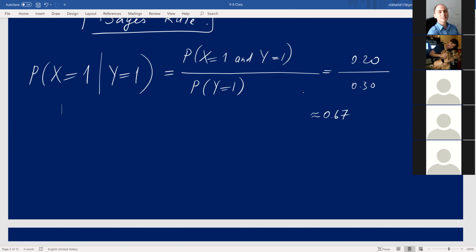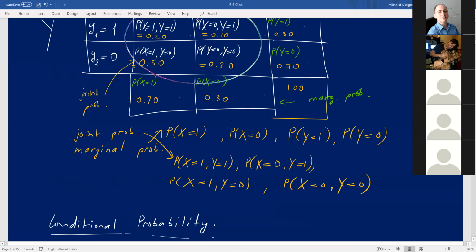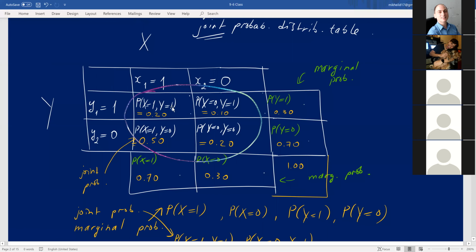Professor? Yes. The numerator says the probability that x equals 1 and y equals 1. So shouldn't you add the two probabilities? No, we don't add anything, because that joint probability is already here. Do you see that? This rectangle gives us the probability that x equals 1 and, comma means and, y equals 1. Okay, so the comma means and. Yes, comma means and.